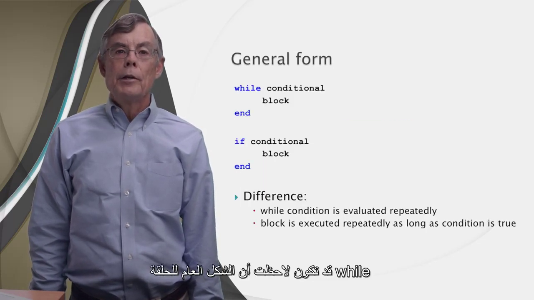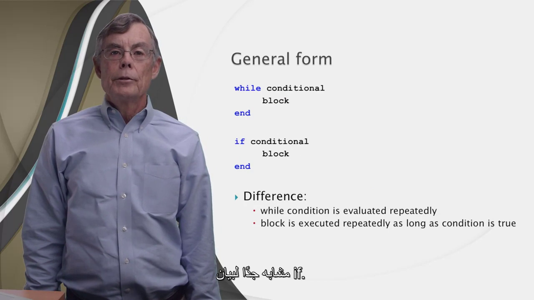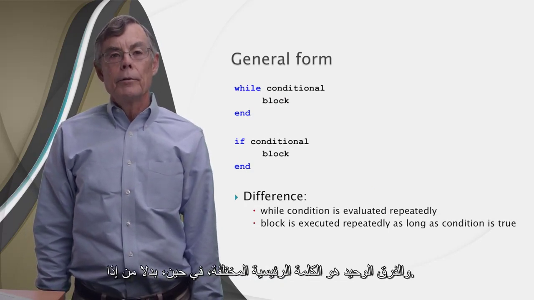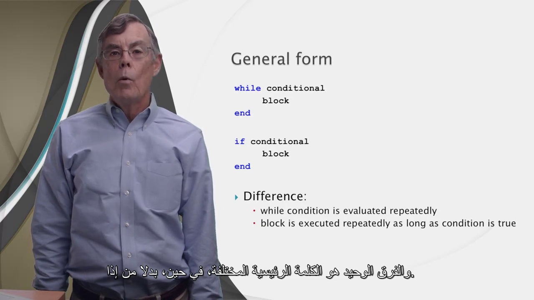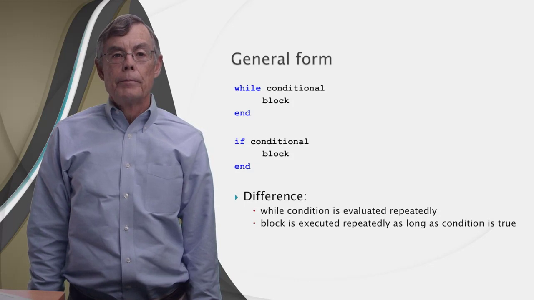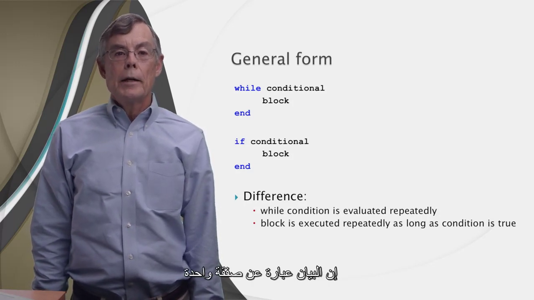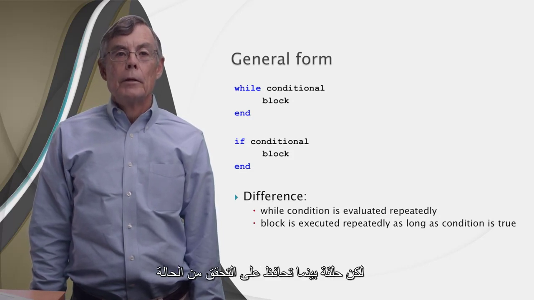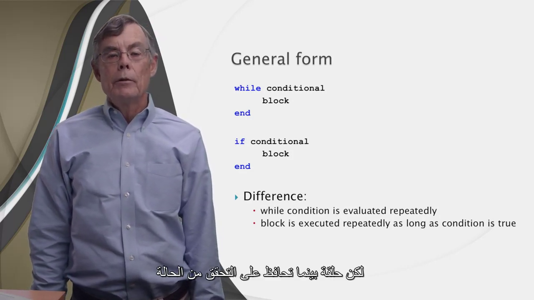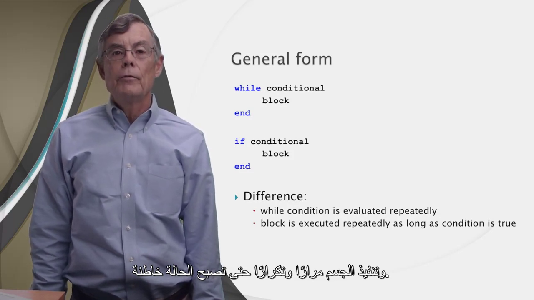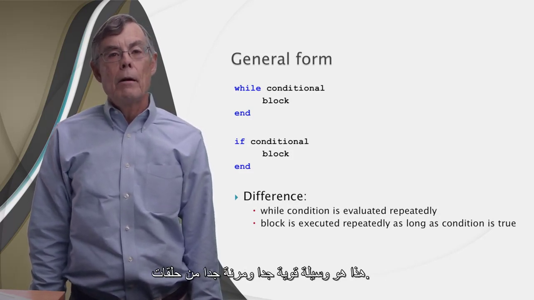You might have noticed that the general form of the while loop is very similar to that of the if statement. In fact, syntactically, the only difference is a different keyword, while instead of if. But semantically, they are very different. The if statement's a one-shot deal. If the condition's true, we execute the body and we're done. But the while loop keeps checking the condition and executing the body over and over and over until the condition becomes false. This is a very powerful and very flexible way of looping.